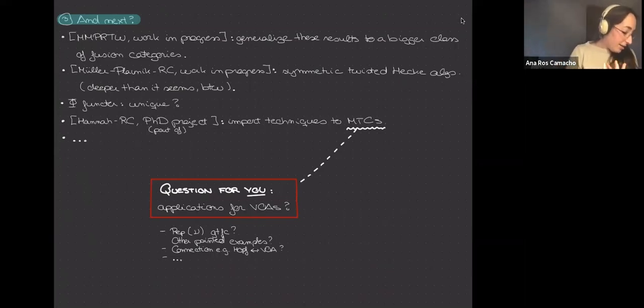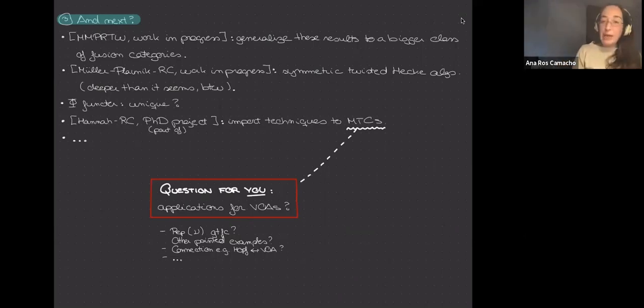And as part of the PhD project of my student, Hannah, we would like to take all the techniques we used for this case of group theoretical fusion categories and import them to the case of modular tensor categories, and see if we can find a systematic way to compute examples of algebras in there. And actually, this is related to my question for you.